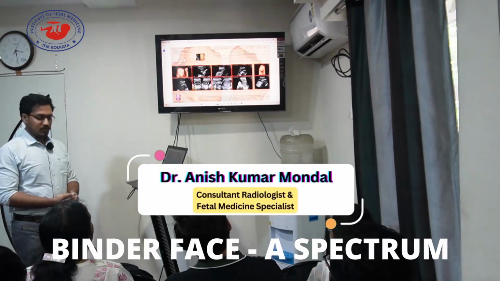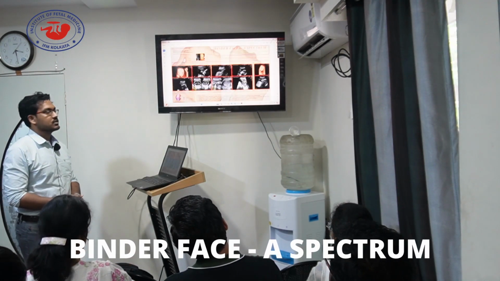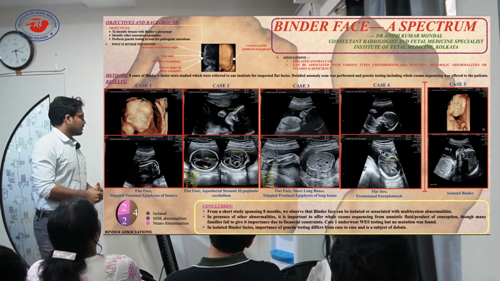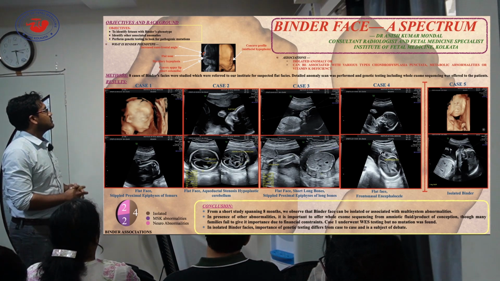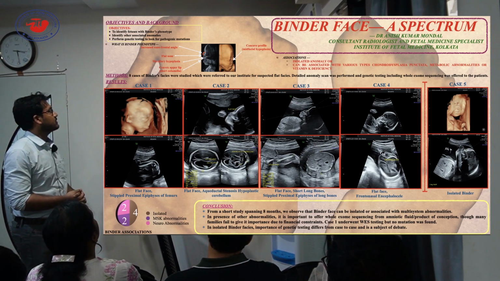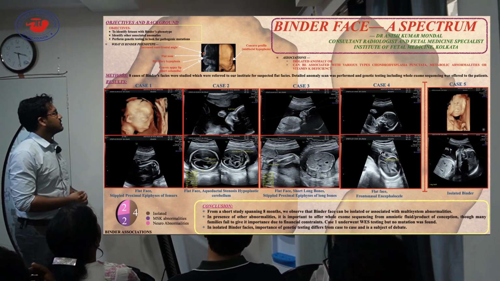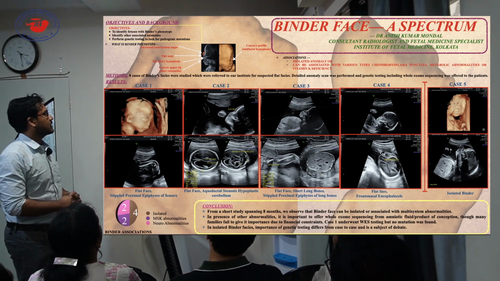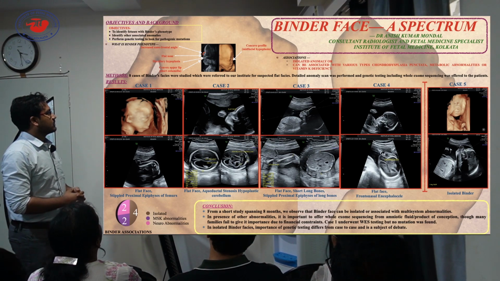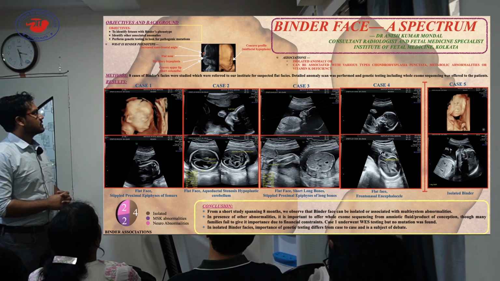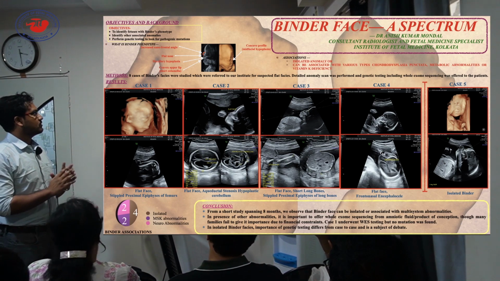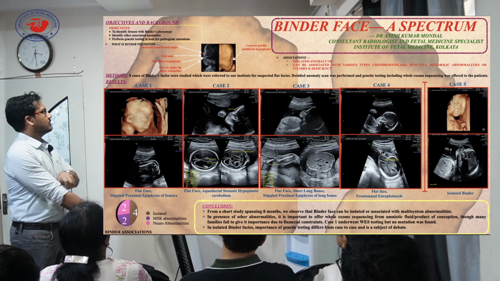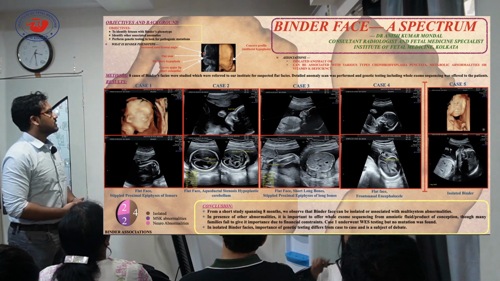So my topic is Binder face, a spectrum. We actually studied 8 such cases of Binder's face which were referred to our institute as part of second opinion scan for suspected flat faces. A detailed anomaly scan was performed to evaluate if the flat face was there, and other organ systems were evaluated, and genetic testing including whole exome sequencing was offered to all the patients.